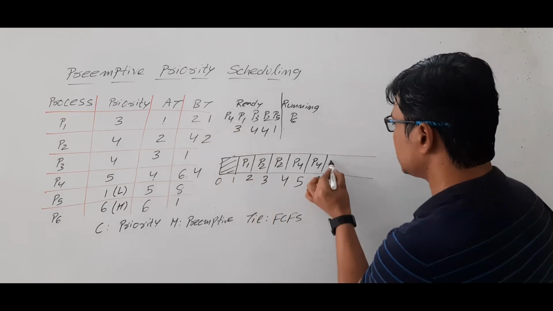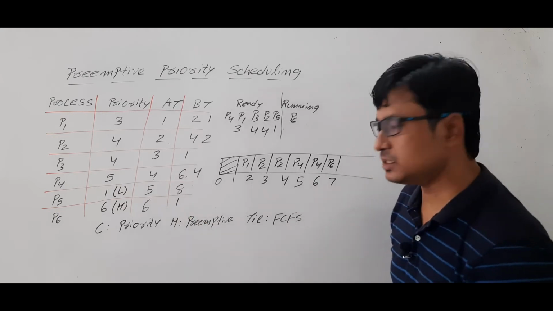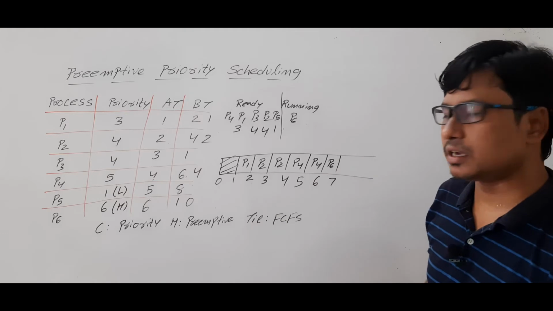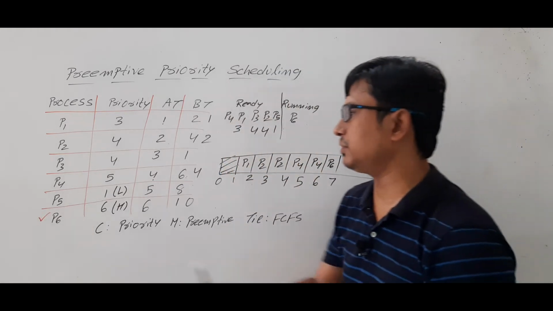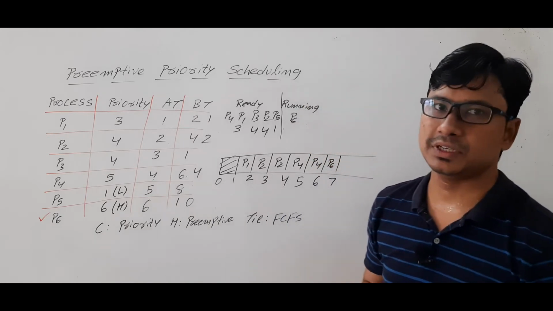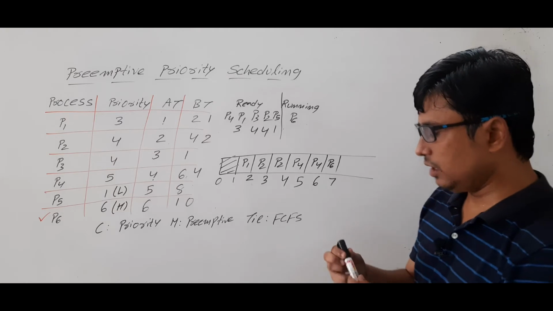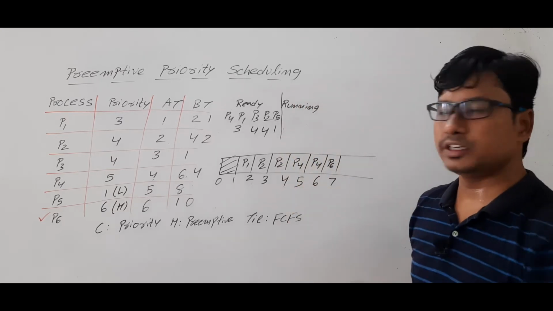And process P6 will run for 1 unit of time. Its burst time is only 1, so it will complete its task. If it completes its task, it will go to the terminated state. To identify, I have kept a tick mark here to say that process P6 is completed successfully. Okay, now look at here. Process P6 has completed and gone to the terminated state.